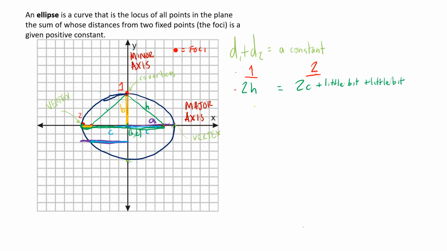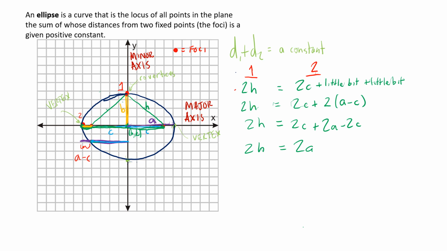So this distance right here would just be a minus c. Okay, that distance is a minus c. So that little bit is a minus c. So instead, let's say that 2h is equal to 2c, then plus 2 times that a minus c thing we just found. A minus c. Okay, and so we can see then that 2h is equal to 2c plus 2a minus 2c, which is just, the 2c's are going to cancel. 2h is equal to 2a.